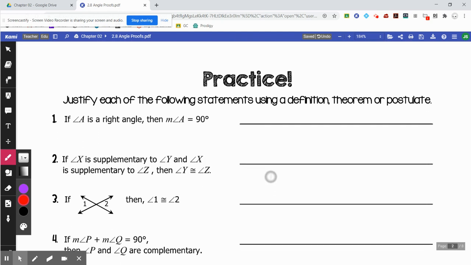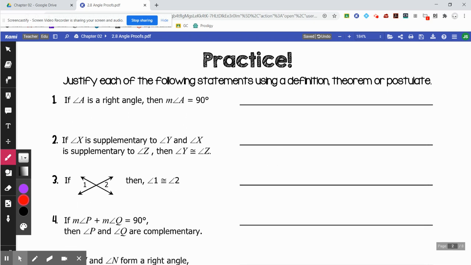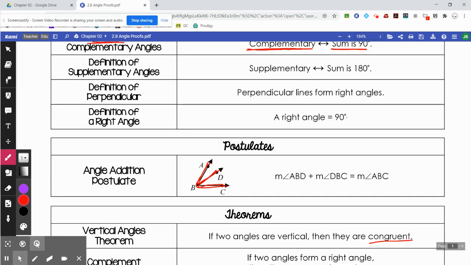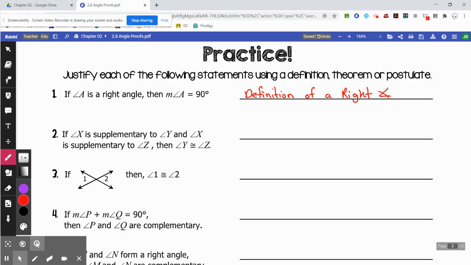Now let's do some practice for each of these. Justify each of the following statements using a definition, a theorem, or a postulate from above. If angle A is a right angle, then the measure of angle A is 90 degrees. And that comes nearly straight from right here. Right angle equals 90 degrees. That's the definition of a right angle.